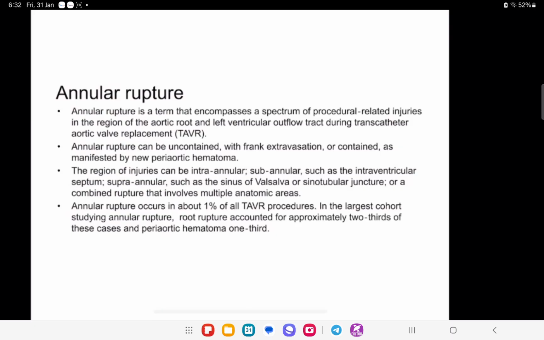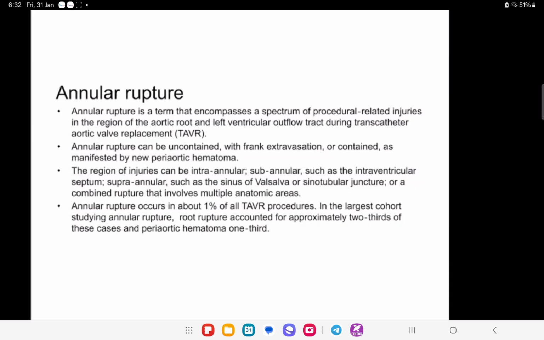Annular rupture is a term that encompasses a spectrum of procedural related injuries in the region of the aortic root and left ventricular outflow tract during transcatheter aortic valve replacement. The annular rupture can be uncontained or contained. If it is uncontained, a frank extravasation can be seen, whereas if it is contained, a new periaortic hematoma can be visible. The region of the injuries can be intraannular, subannular, such as the interventricular septum, supraannular, such as the sinus of Valsalva or STJ junction, or a combined rupture that involves multiple anatomic areas.